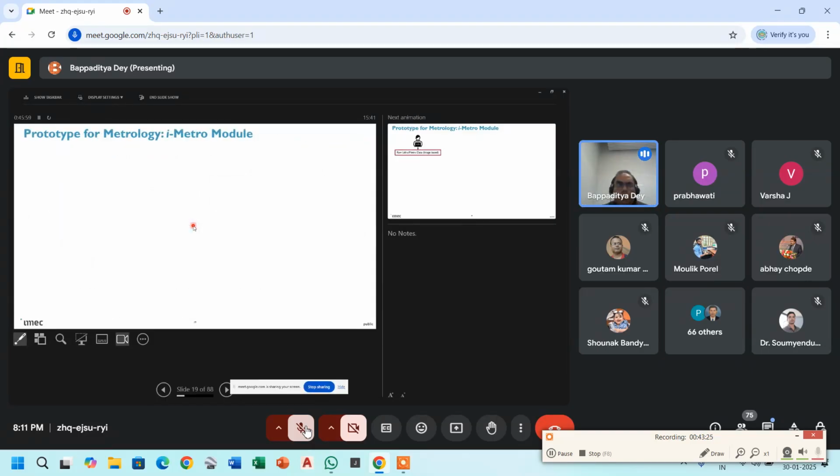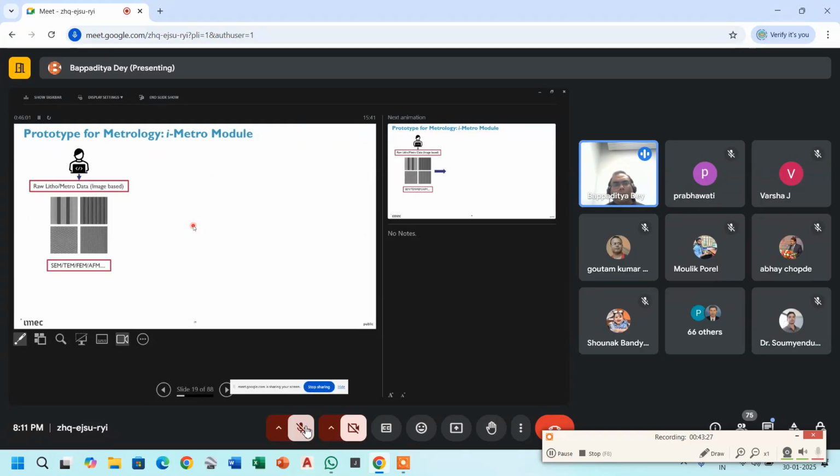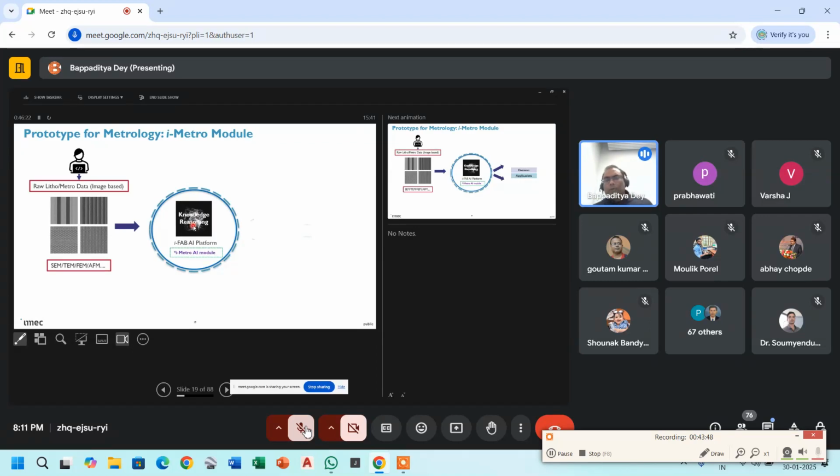Okay, so the metrology module is what I'm going to show you some examples from, only this module, because otherwise the talk will be much more vast and broad. It will be beyond time. So we're only talking about the image-based iMetro module. Okay, the user has the raw metro or the litho data. It is plugged into our AI metro module. And based on the knowledge reasoning, we are going to propose to the user which parameters and features are significant and should be extracted or optimized.